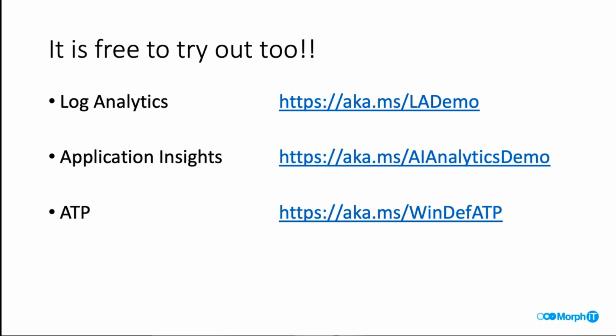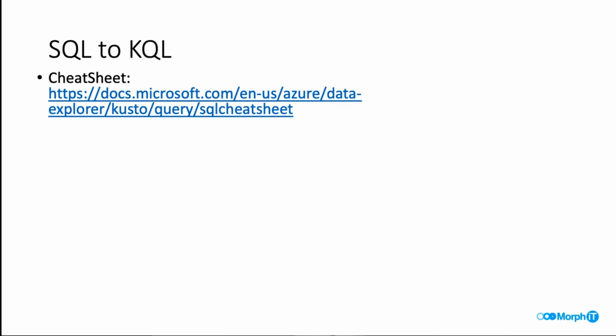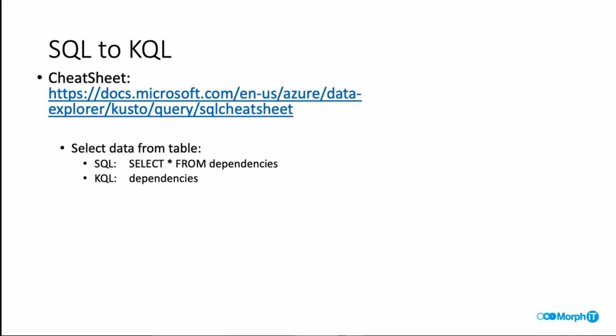ATP is Advanced Threat Protection. I don't know why I didn't type it all out. You can actually go in and try it out and learn it. But even better, there is an SQL to KQL cheat sheet, and I have used it a lot because, you know, we're used to hopefully not doing select star within SQL.